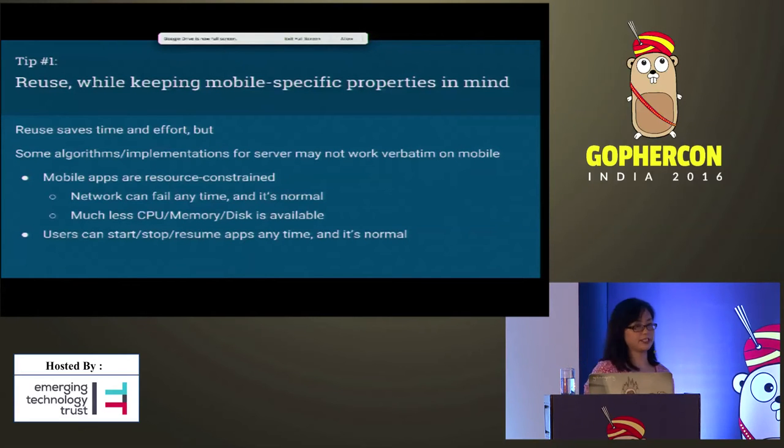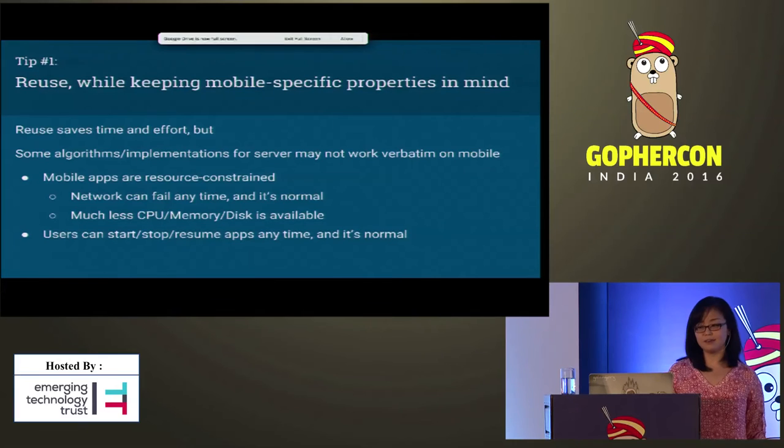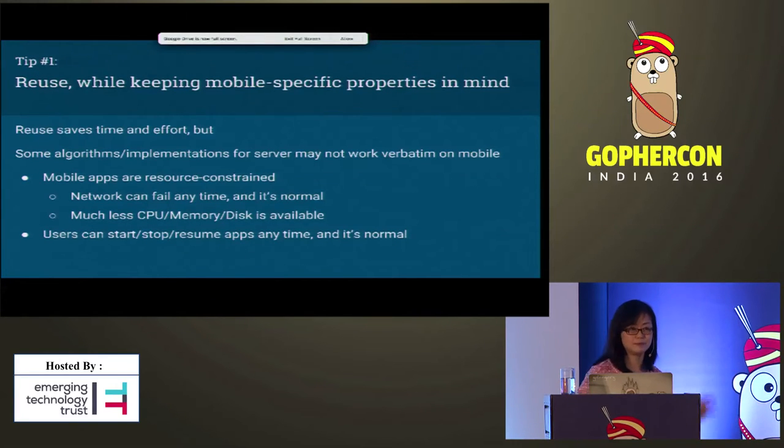I want to share some tips while developing this app, the proof of concept app. Actually, reusing Godoc code, or reusing the existing code, saved a lot of time and effort. I could build the Android app within a day reusing this Godoc. But still, we have to keep in mind that there are some unique or mobile-specific properties.